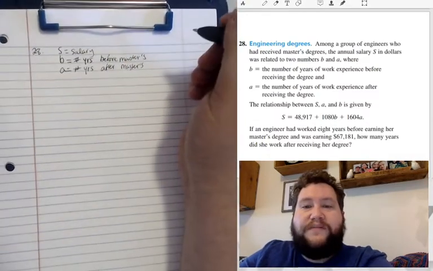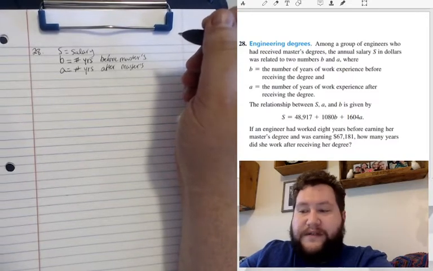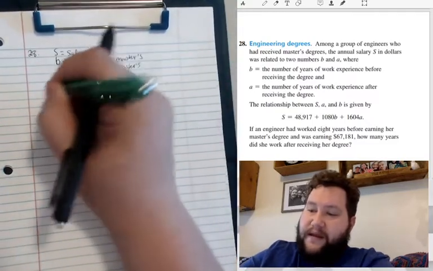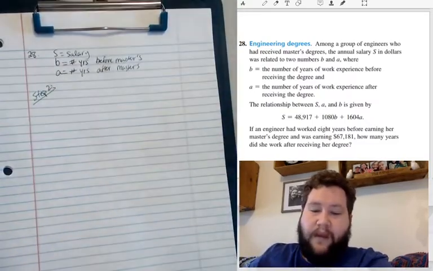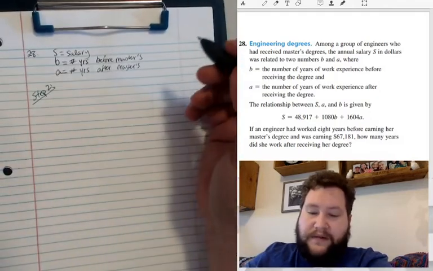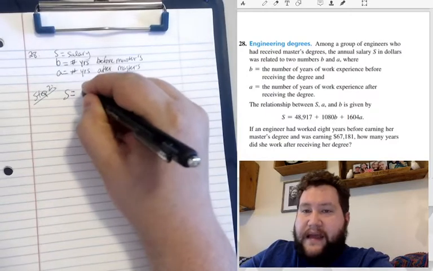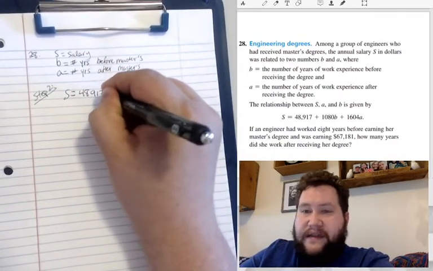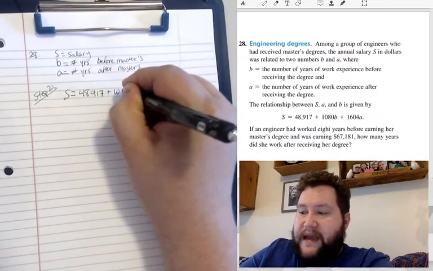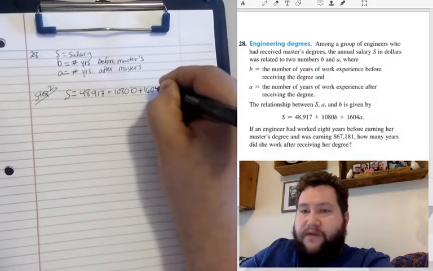The relationship between S, A, and B, and so that's our step 2. So again, they're putting us in at step 2. We're going to express other unknowns in terms of the variable. It says that S is related to A and B as 48,917 plus 1080B plus 1604A.